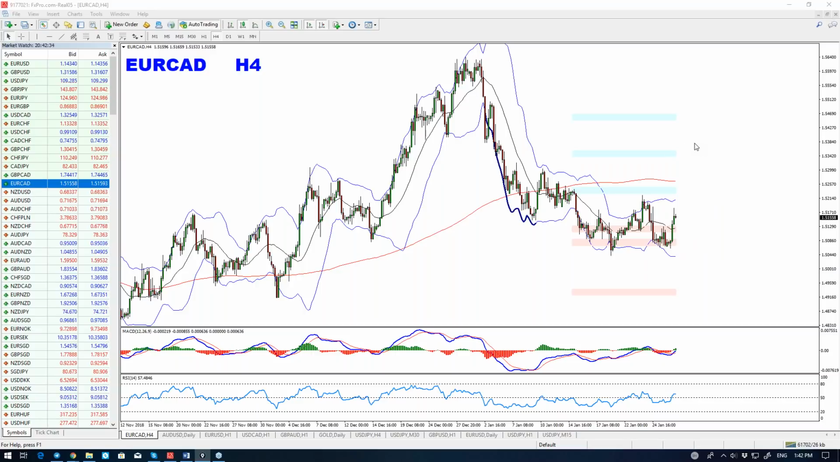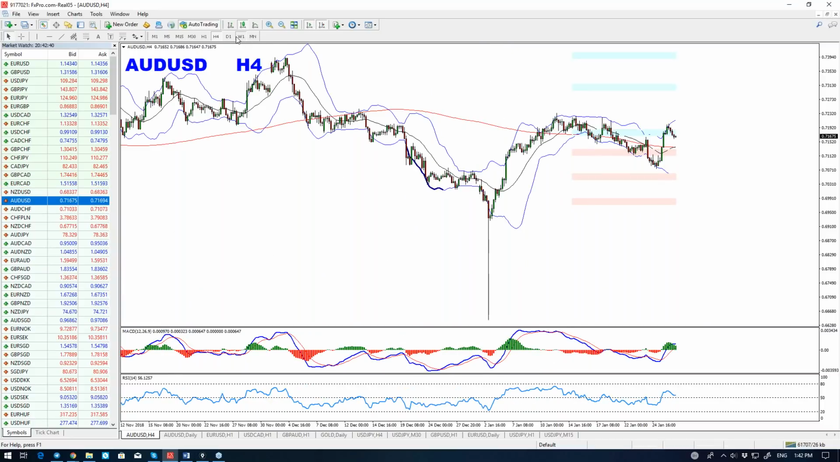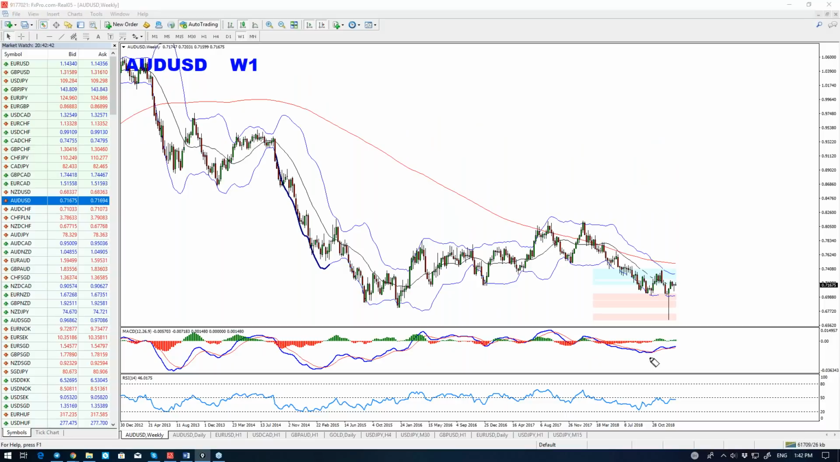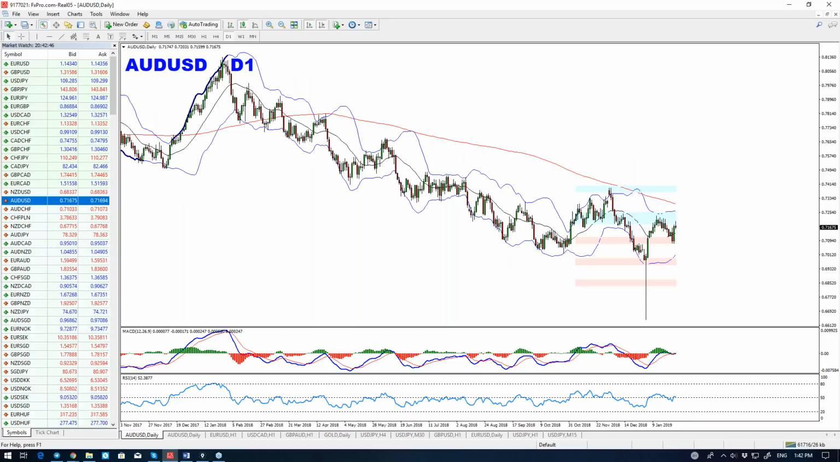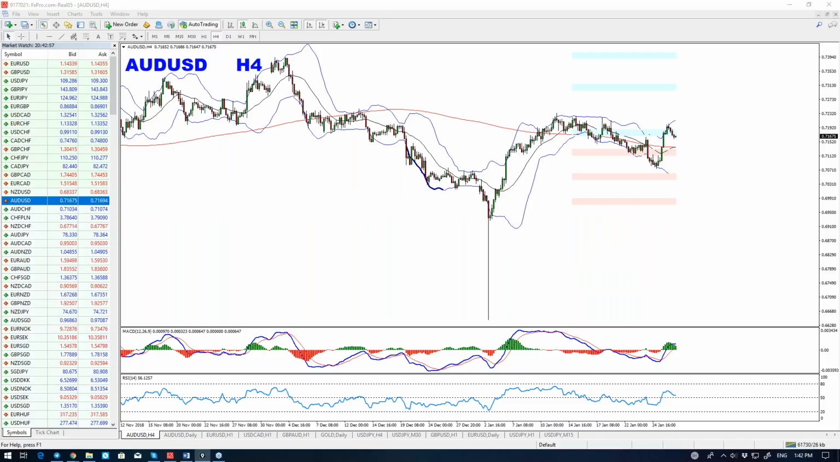Okay, so EuroCAD for the long term, we are after sell the rallies. Aussie dollar, weekly last divergence bullish, daily last divergence bearish. If the daily is against the weekly, then we must be exposed to a corrective cycle, and we were here. Bullish divergence came in place.